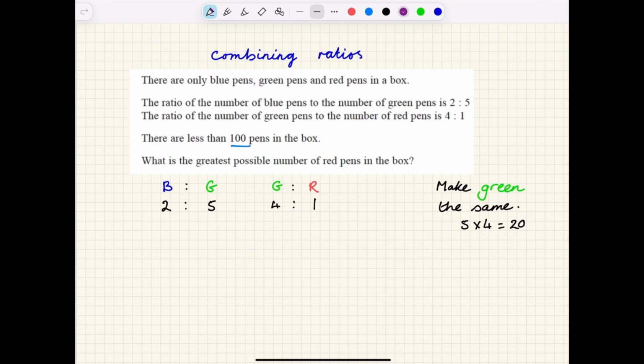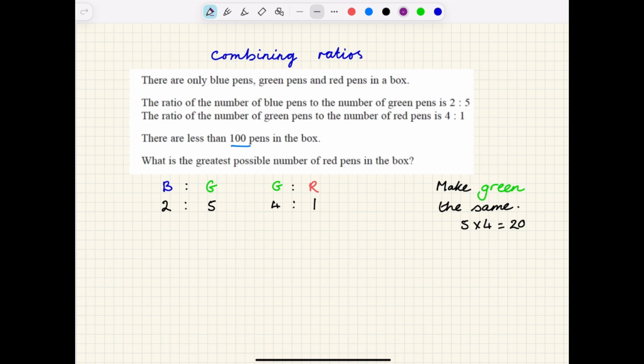Combining ratios. This is a grade 5 question. It will be right at the end of foundation or at the beginning of higher. And when we combine ratios, we need to look for 2 of the parts of the ratio that are the same, and we combine them so we can basically get rid of one, cancel one out. Our question: there are only blue pens, green pens and red pens in a box. The ratio of number of blue pens to the number of green pens is 2 to 5. The ratio of number of green pens to the number of red pens is 4 to 1. Let's worry about the last part of the question later.